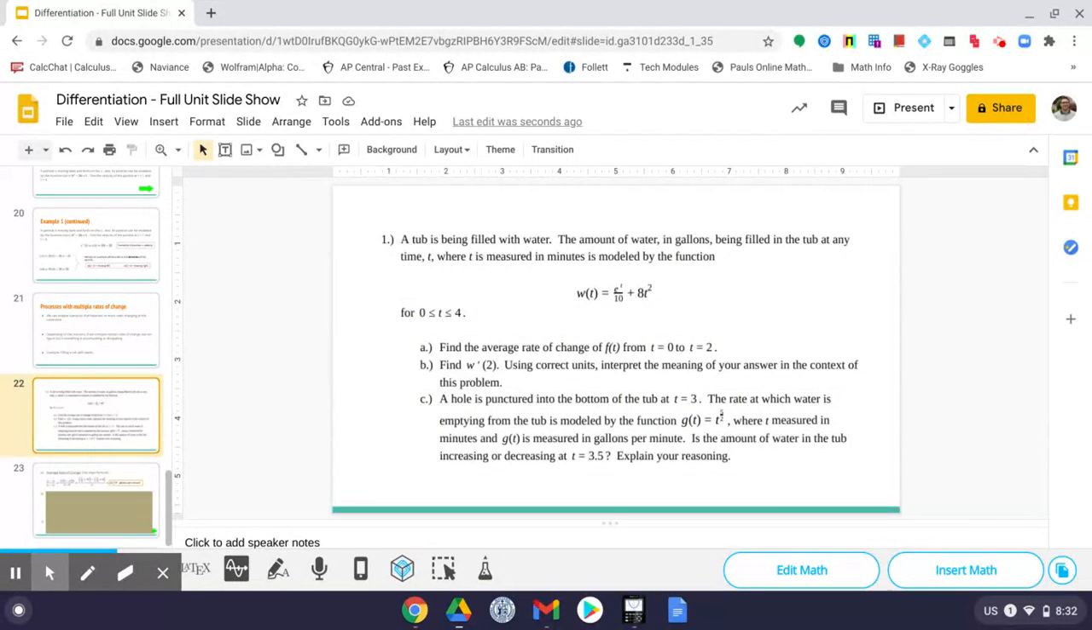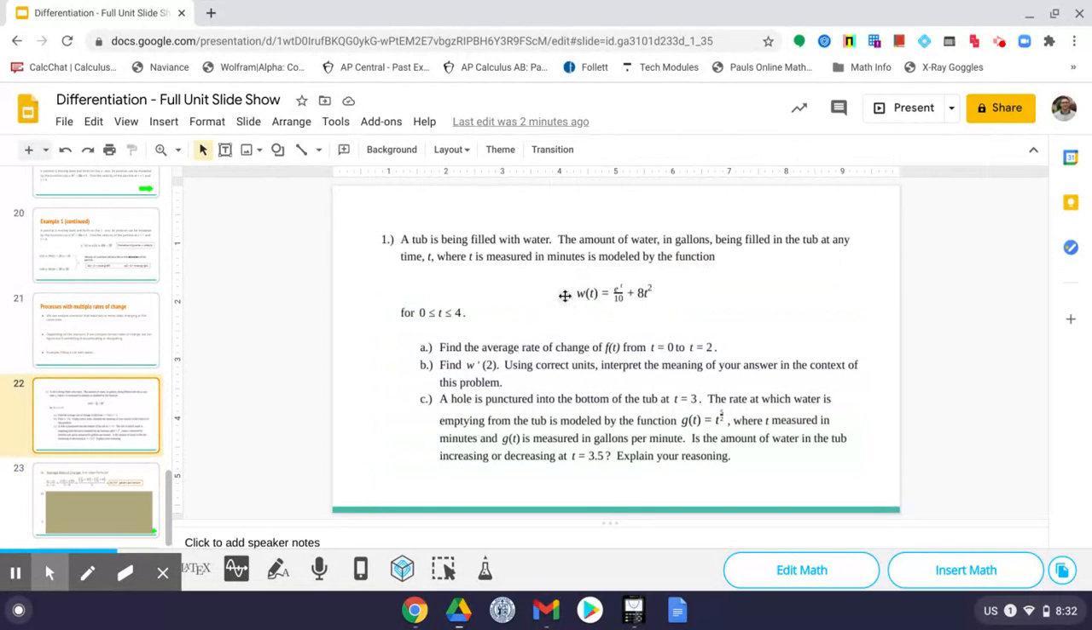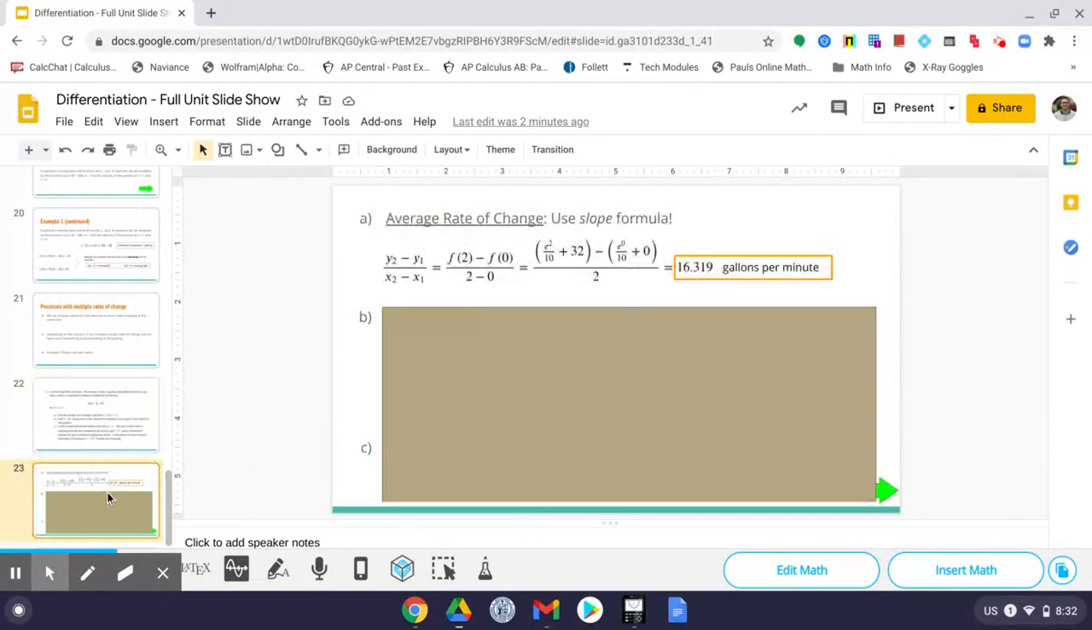In my next problem, now we're getting into the derivative. Find w prime of 2, and using correct units, interpret the meaning of our answer in the context of this problem specifically. The first thing we have to do is find the derivative. We know how to take the derivative of functions now, specifically of both parts here. We have an exponential piece and a monomial piece, so we'll use our exponential rule and then our power rule. Then all we have to do to find w prime of 2 is plug 2 into that derivative, and then we'll talk about what that value means.